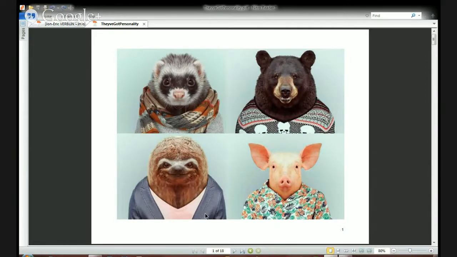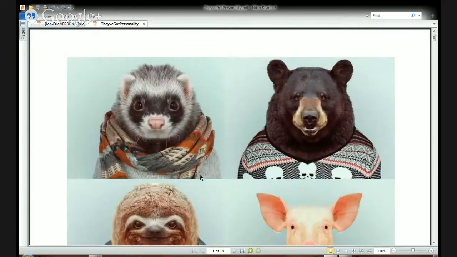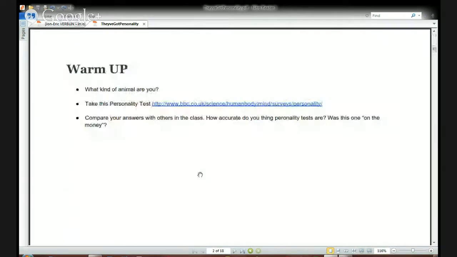There you go. Well, we're talking about all of this because we're going to look at how scientific personality tests are, how they can be used and misused, how valid they are, and where personality comes from. So we've got several topics to talk about here. I asked what kind of animal you are. I think it might be a good idea to take a personality test.